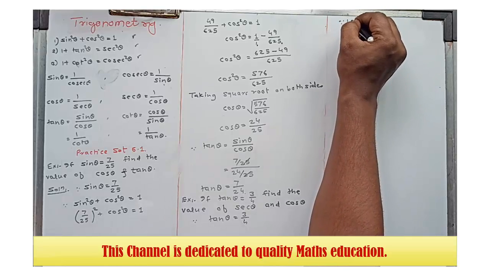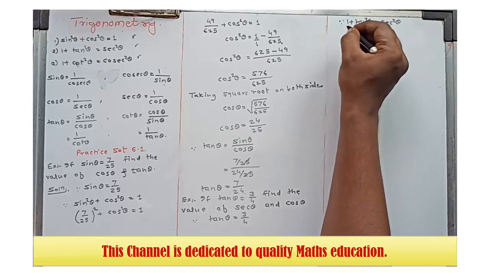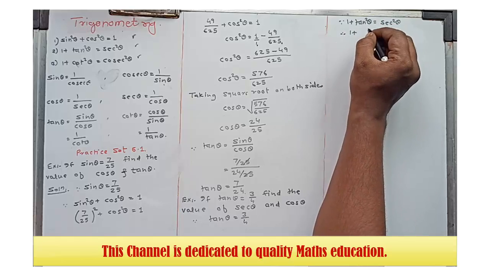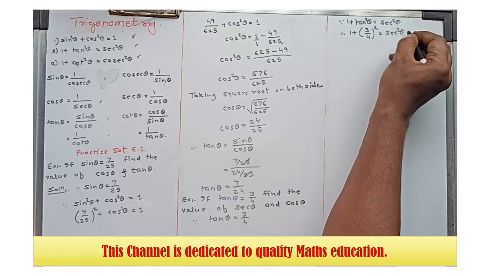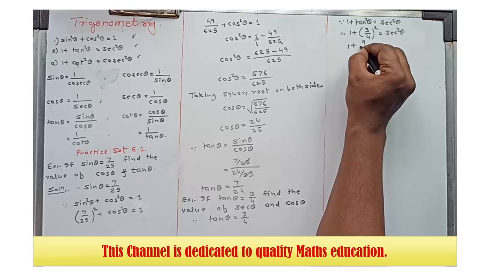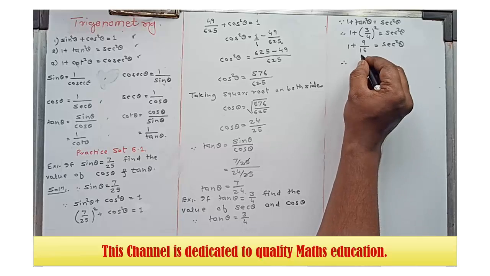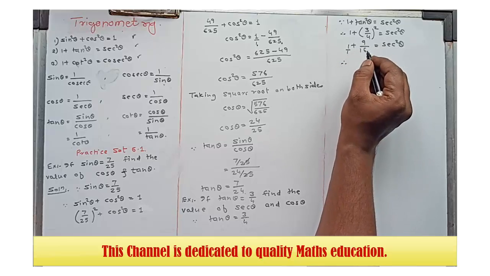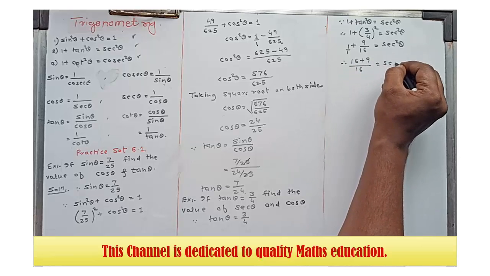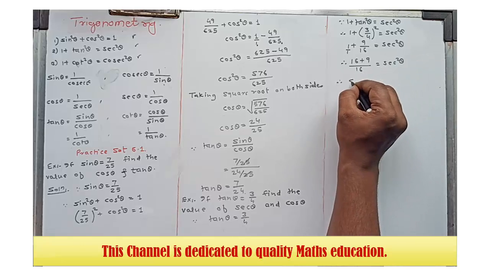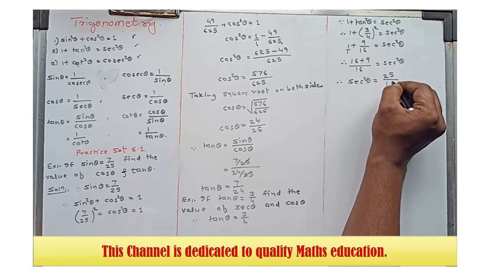So we use that formula, 1 plus tan square theta is equal to sec square theta, and therefore you will get 1 plus tan theta, it is 3 upon 4 bracket square, is equal to sec square theta, that is 1 plus 3 square is 9, 4 square is 16, is equal to sec square theta. Okay, and therefore this one we can take as 1 upon 1, take cross multiplication, so you will get 16 plus 9 upon 16 is equal to sec square theta. Okay, and therefore sec square theta is equal to 16 plus 9, that is 25 upon 16.